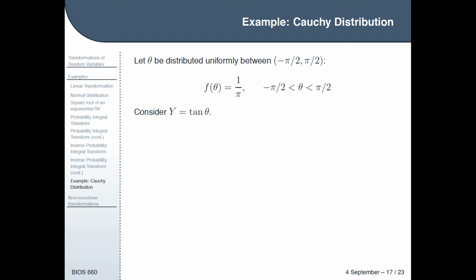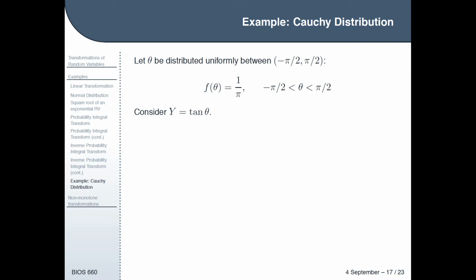If you've ever taken classes in mathematical statistics before, the Cauchy distribution has infinite variance and actually even has undefined expected value just because its tails are so huge. And if you have no idea what I just said, don't worry about it. I'm going to explain it in a week or two. But that's just a quick overview of why we care about the Cauchy distribution.